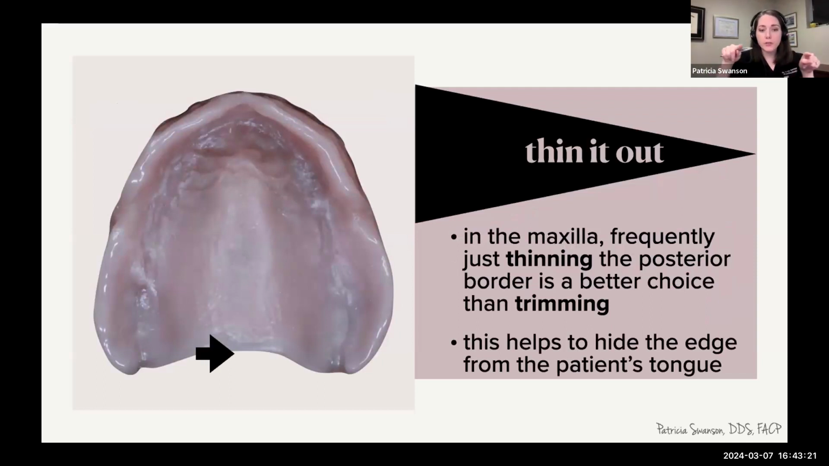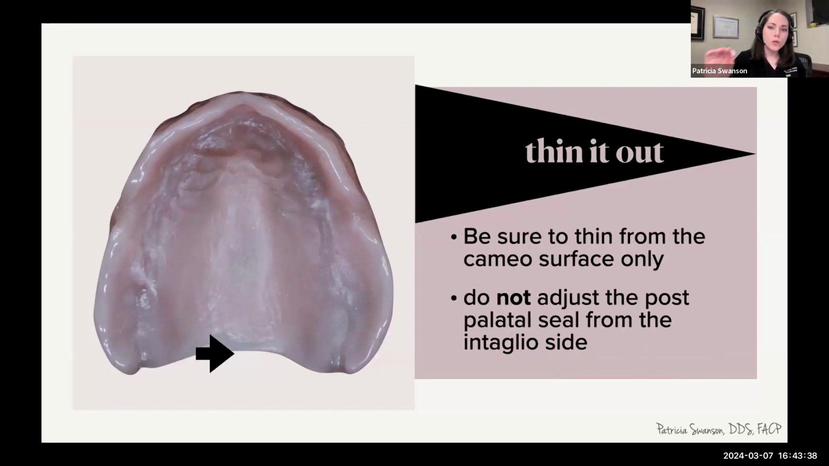And that helps to hide the edge of the denture from the patient's tongue, because now the posterior palatal seal that you carved is squished up in their squishy depressible tissue. And now where the denture begins and their mouth ends, it's hard to tell. So now it should fit in there like really well-fitting Spanx. No lumps, no bumps, everything's hidden and comfortable. So only thin on the cameo surface, and do not adjust the posterior palatal seal from the intaglio side, that internal portion, because you risk making the gap bigger and then it'll be more noticeable to their tongue.